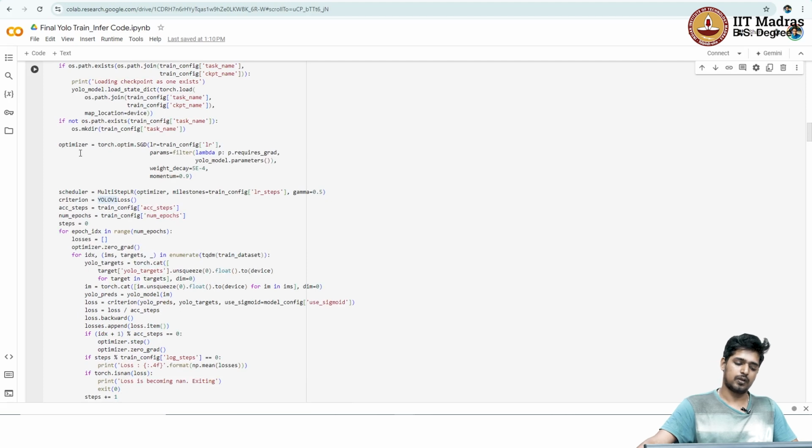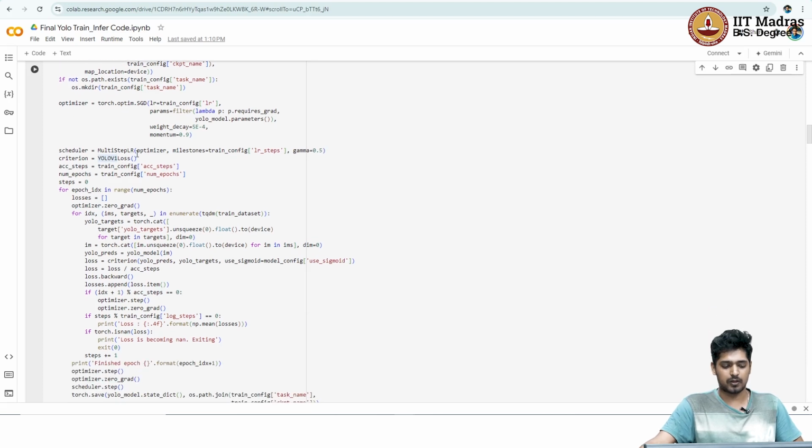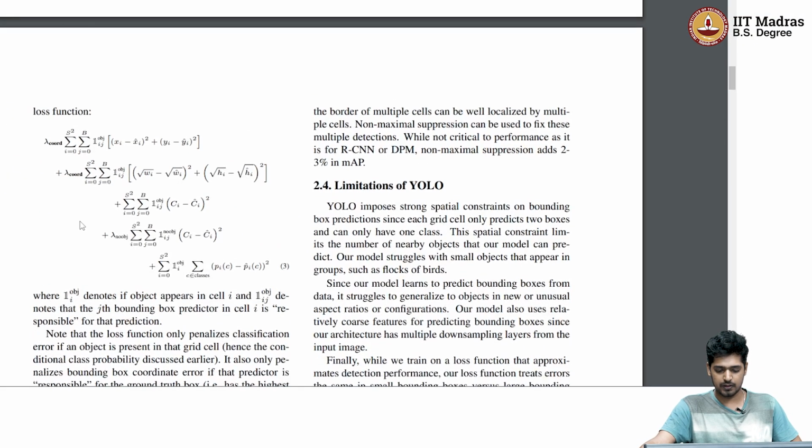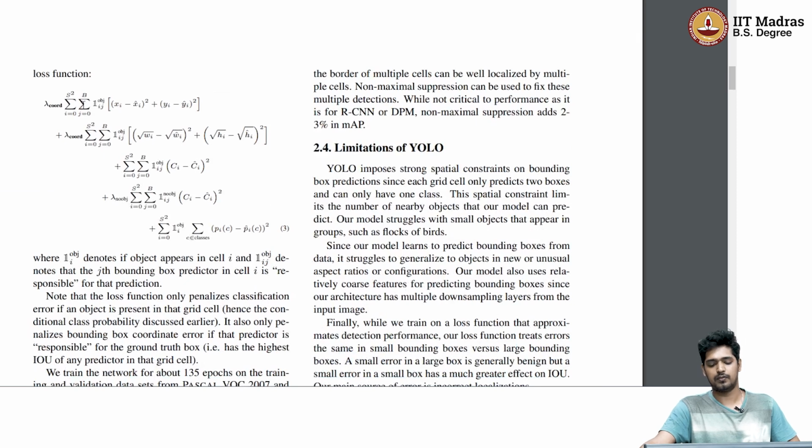I'm choosing SGD as my optimizer. I'm using multi-step LR as my learning rate scheduler, which I feel is the better one for this particular training. My criterion, okay, now we have discussed the dataset and the model. Further is to talk about the loss function. This is the loss function which will be explained in detail in the theory class.